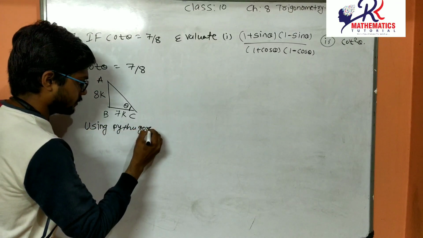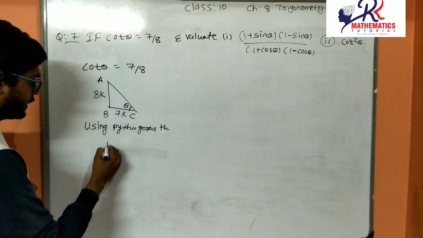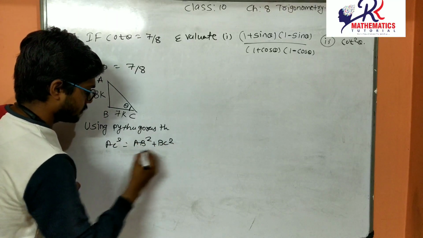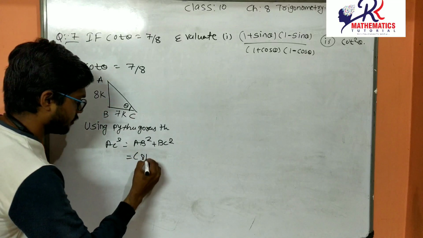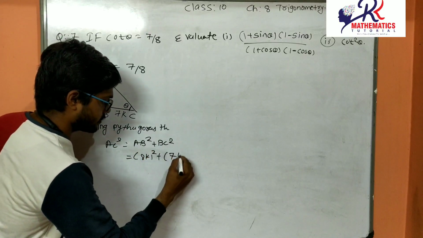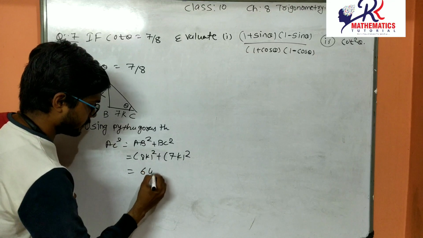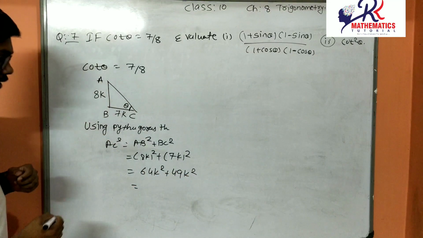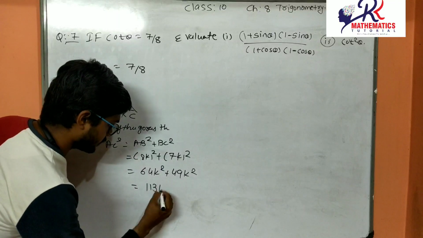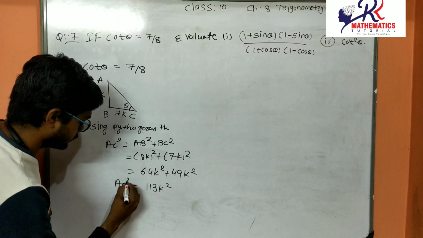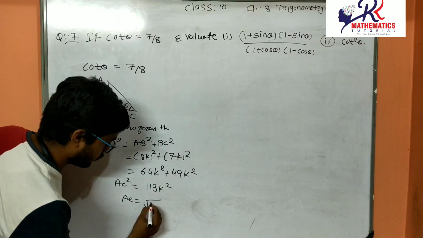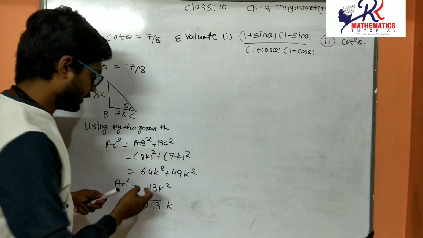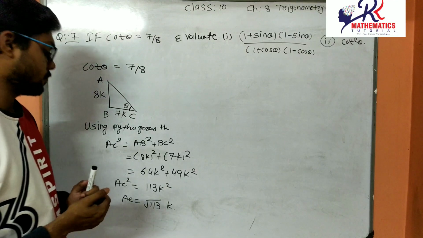Using Pythagoras theorem, we can write AC square is equal to AB square plus BC square. Now the value of AB is 8k, so it is 8k whole square. The value of BC is 7k, so it is 7k whole square. So it is 64k square plus 49k square. The addition of 64 and 49 is 113, so it is 113k square. So AC is square root of 113 into k. Here 113 is a prime number, so the square root of this number is not possible, so we have to write it in square root.